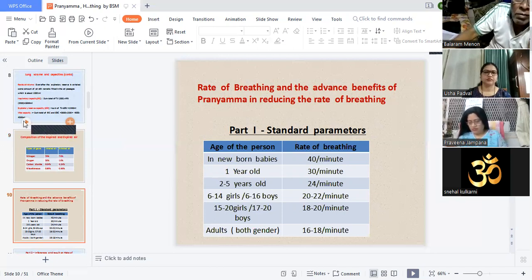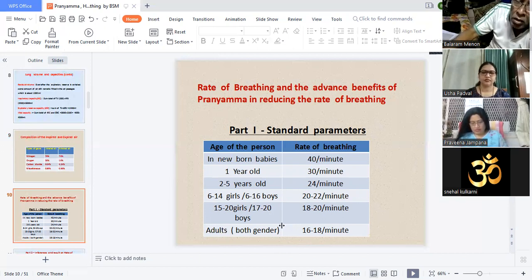Now, rate of breathing and advanced benefits of pranayama in reducing the rate of breathing. Newborn babies: 40 breaths per minute. 1 year old: 30 breaths per minute. As the age grows, it comes to 24. That's why children are very active and hyperactive. 6 to 14 year old girls: 20 to 22 per minute. 15 to 20 year old girls or 6 to 16 year old boys: 18 to 20. Adults: 16 to 18.